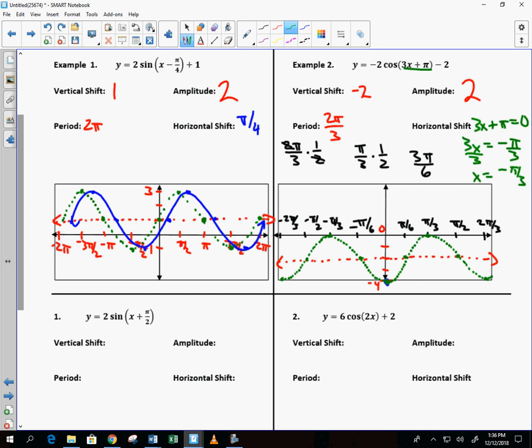What do you notice about this horizontal shift compared to the other ones we've done before? It's negative. So do you think I move it to the right or the left? I move it to the left. How much of a tick mark is pi over 3? Is pi over 3 more than one tick mark or less than one tick mark? It's more. How many tick marks is it? It's 2 tick marks. So I got to take every single one of these points and move it over 2 tick marks.